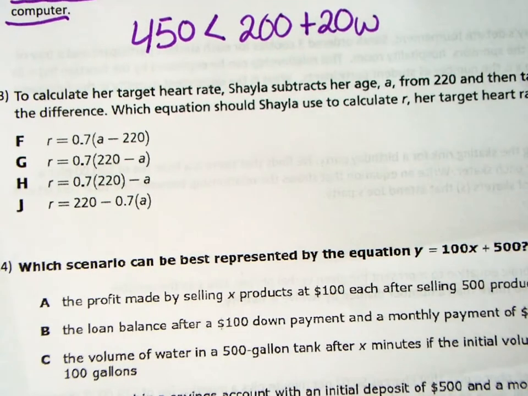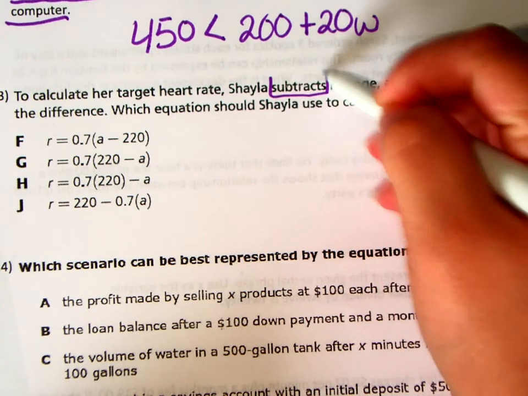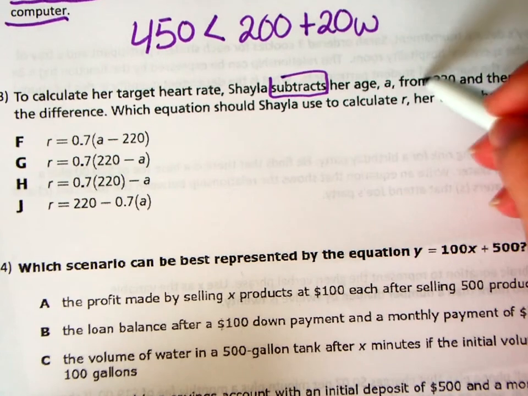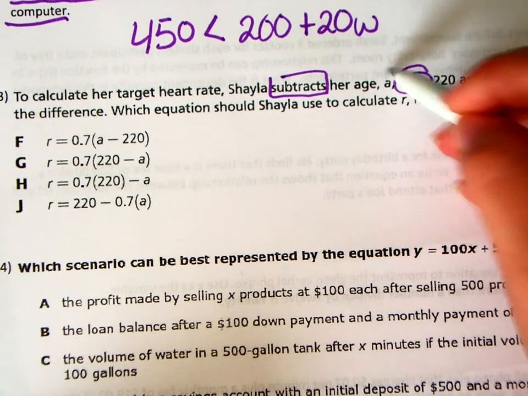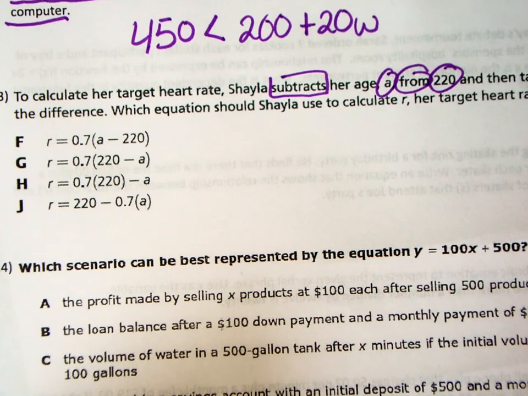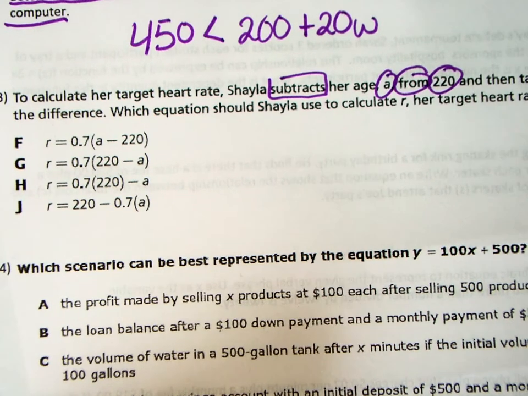Number 13. To calculate her target heart rate, Shayla subtracts her age A from 220 and then takes 70% of the difference. So we have a percent. How do you change a percent to a decimal? Move it 2 times. So what is it going to be? 0.7.